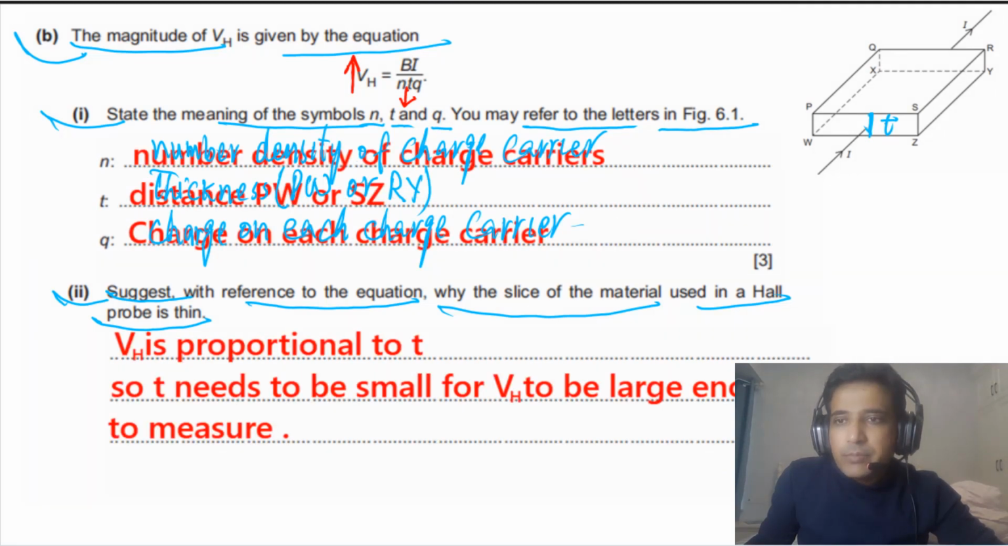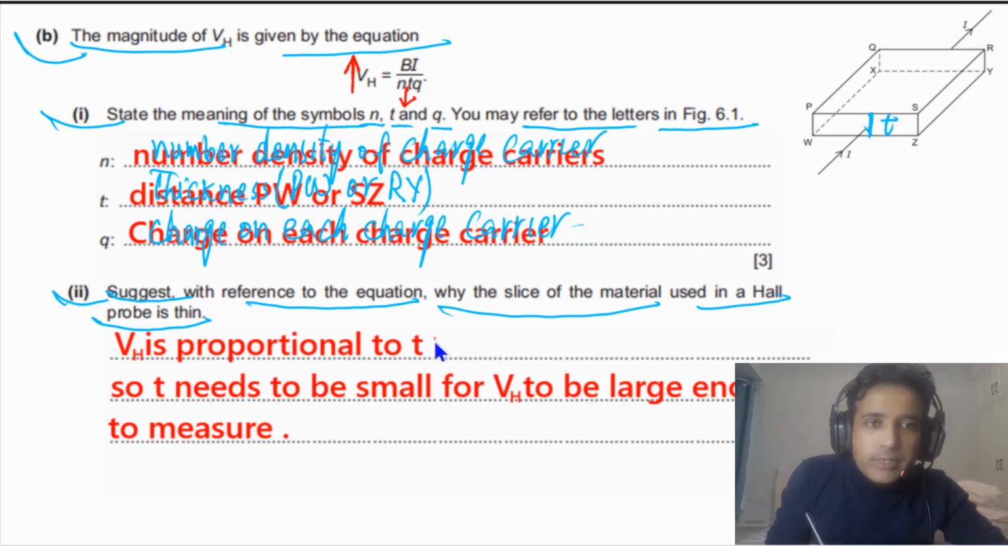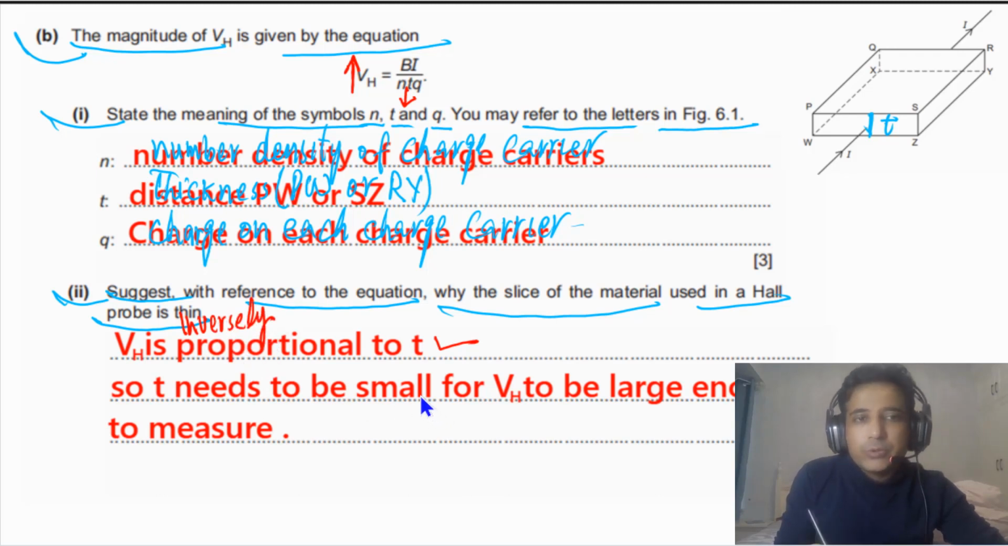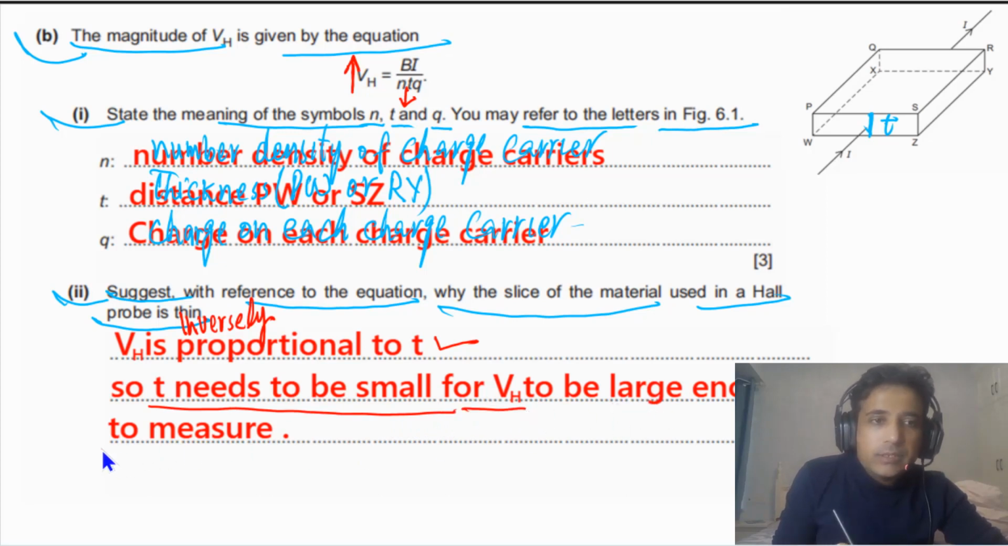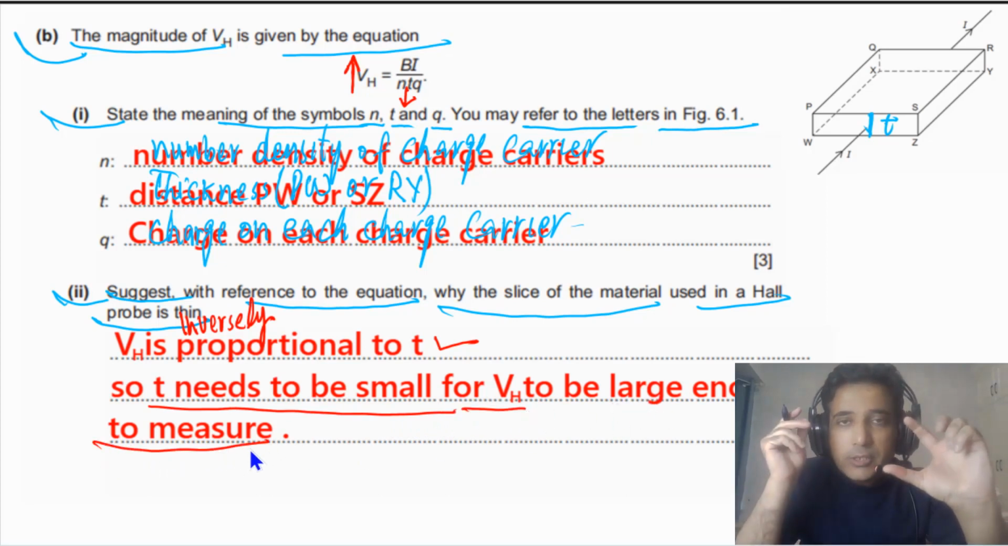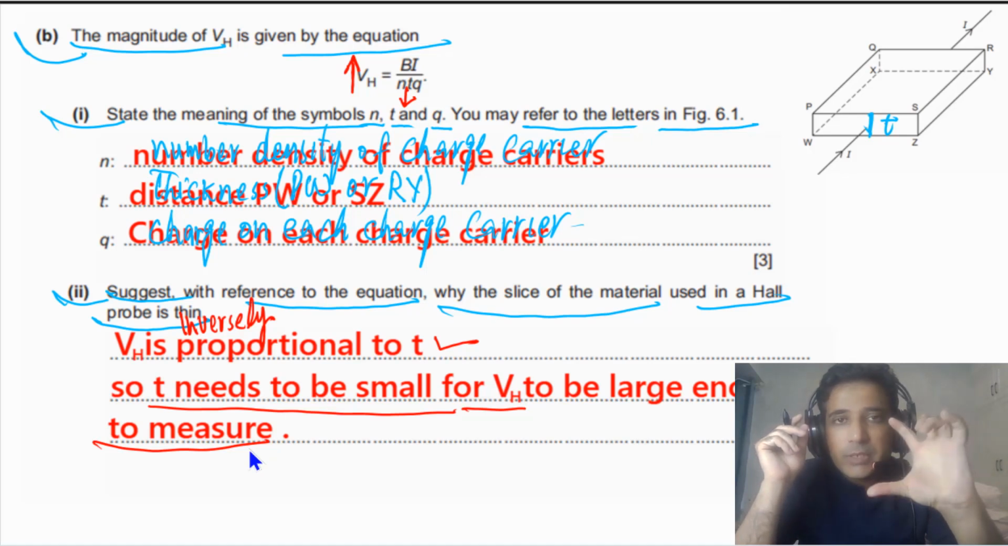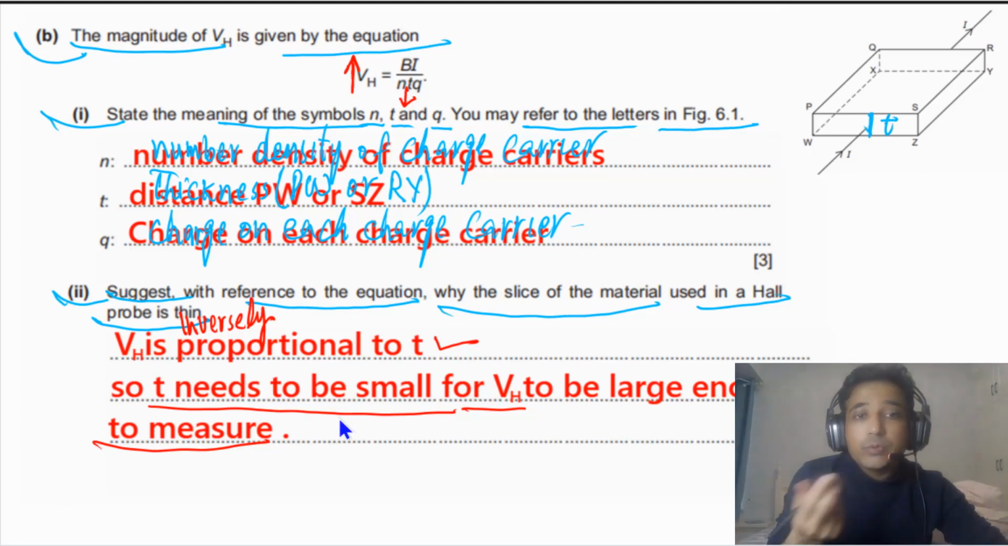In your answer, you can mention these points. You can say VH is proportional to T. Actually, it is inversely proportional to T, so if you want to say it in a proper way, VH is inversely proportional to T. So T needs to be small for VH to be large enough to measure. If T is small, VH will be large, so we can measure VH with higher accuracy, or with lower percentage uncertainty. If you mention these points in your answer, you will get 2 marks.